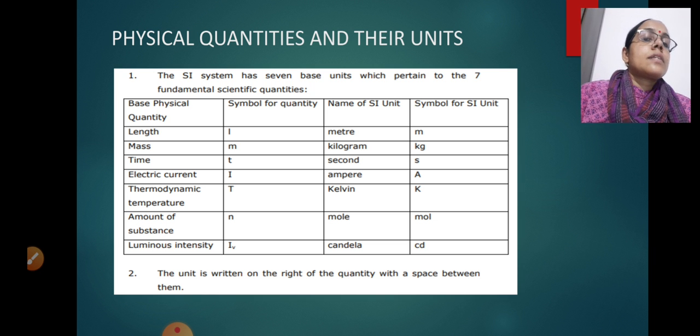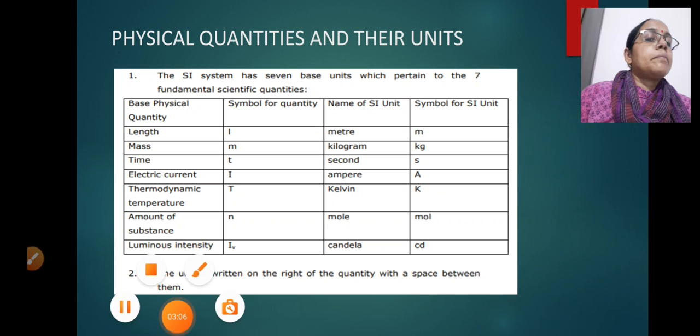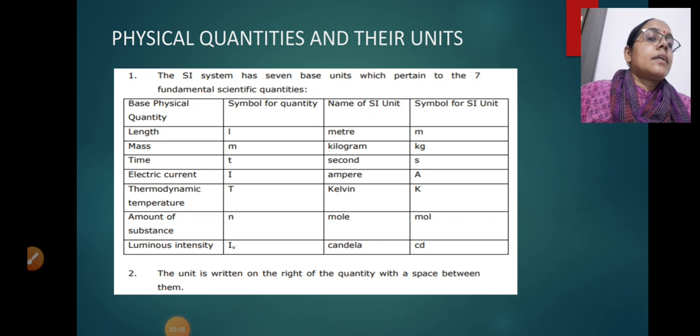Now the next one is electric current. You must have read in the chapter on electricity that electric current is represented by capital I, and its SI unit is ampere. Ampere is represented by capital A.